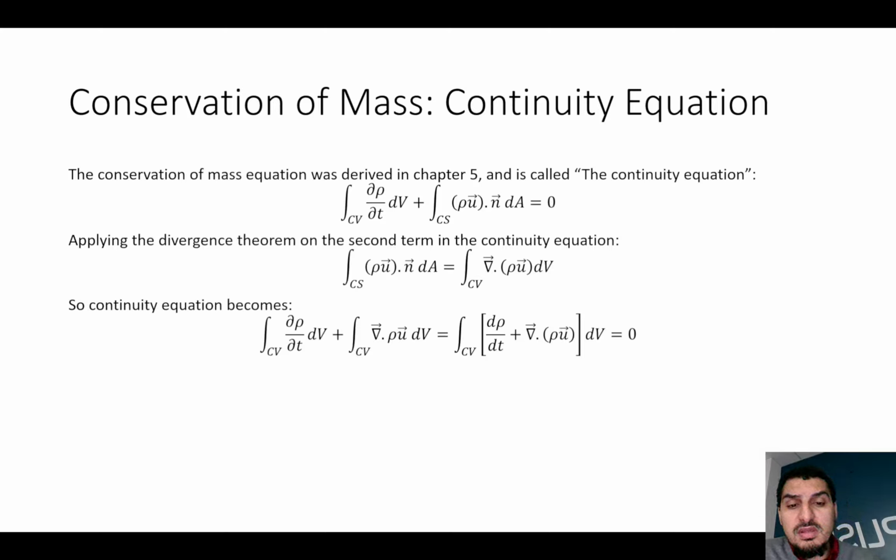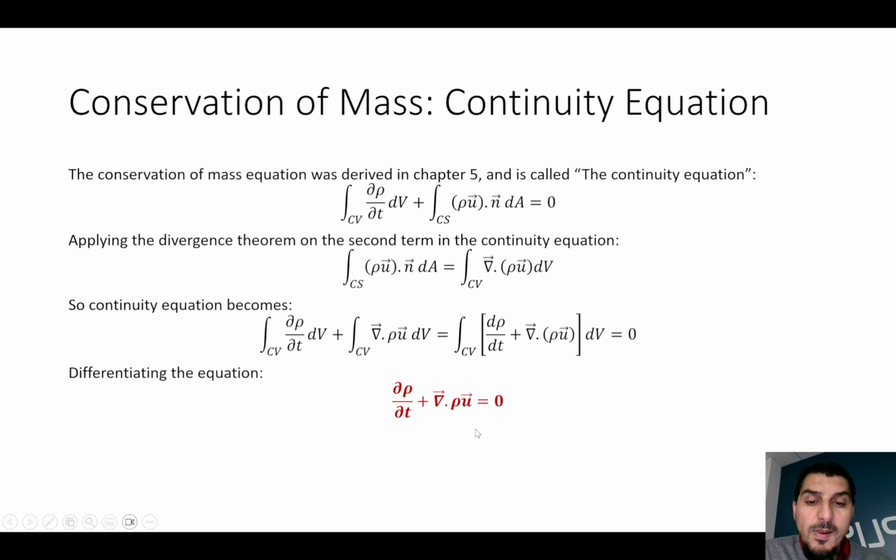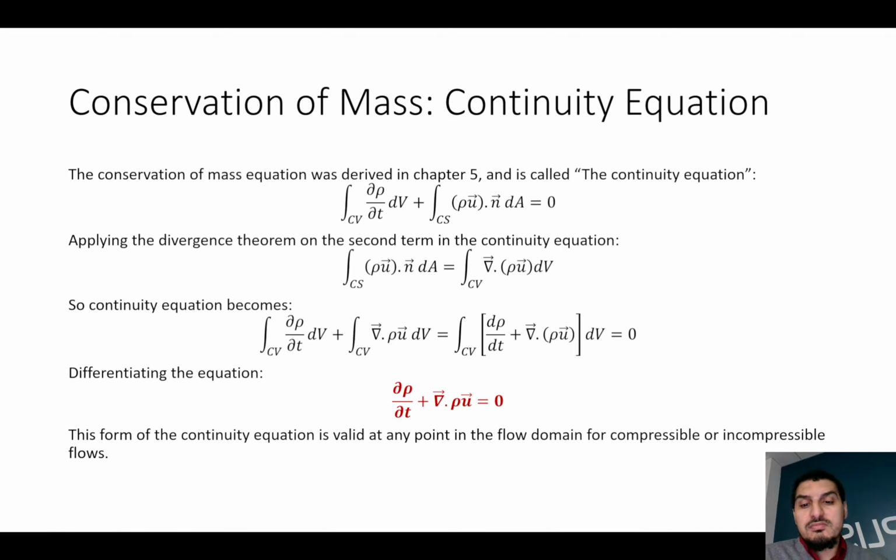Now this is an integral equation, and we can simplify it by getting rid of the integral by differentiating both sides with respect to volume. The differentiation of 0 is 0, and the differentiation of the integral is what is inside. So this is what we will have at the end, which is the simpler form of the continuity equation. It's a general form that applies for compressible and incompressible flow, for steady and unsteady flow, and it's a very general equation.